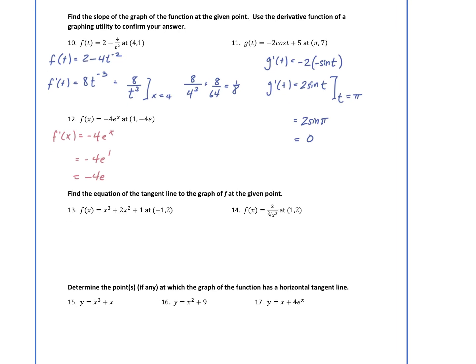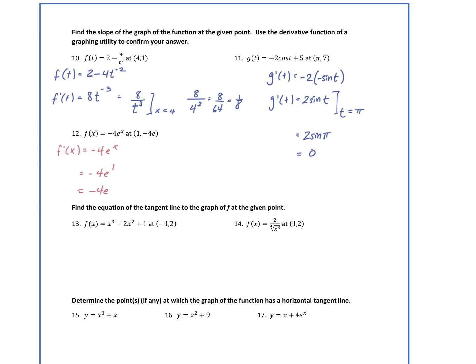Find the equation of the tangent line. In 11 or 10, 11, and 12, they only want us to find the slope at the point. For 13 and 14, they're asking us to find the equation of the tangent line. So now we're going to find the slope, but then we're going to go ahead and plug back in that point.